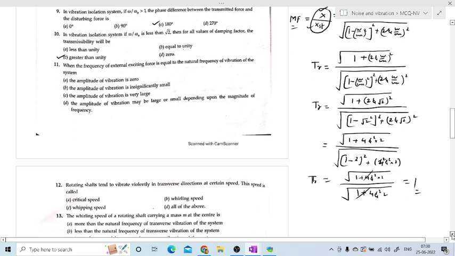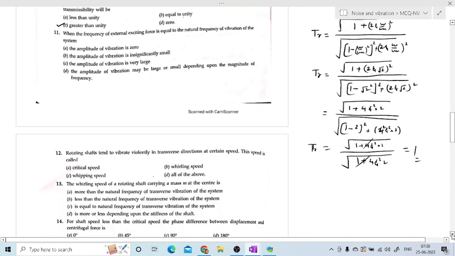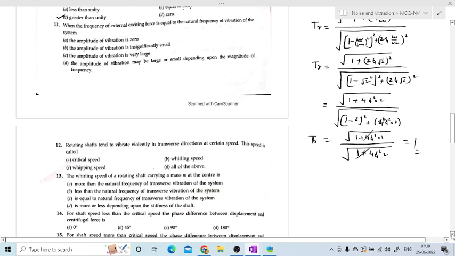Okay, now the next, just read the statement, 11th one. When the frequency of external excitation force is equal to the natural frequency of the system. See, external excitation and natural frequency are the same, means resonance will occur. So read out: the amplitude of vibration is 0, the amplitude of vibration is insignificantly small, the amplitude of vibration is very large. Answer is: the amplitude of vibration is very large, because at the resonance condition the component will increase its amplitude to the maximum.